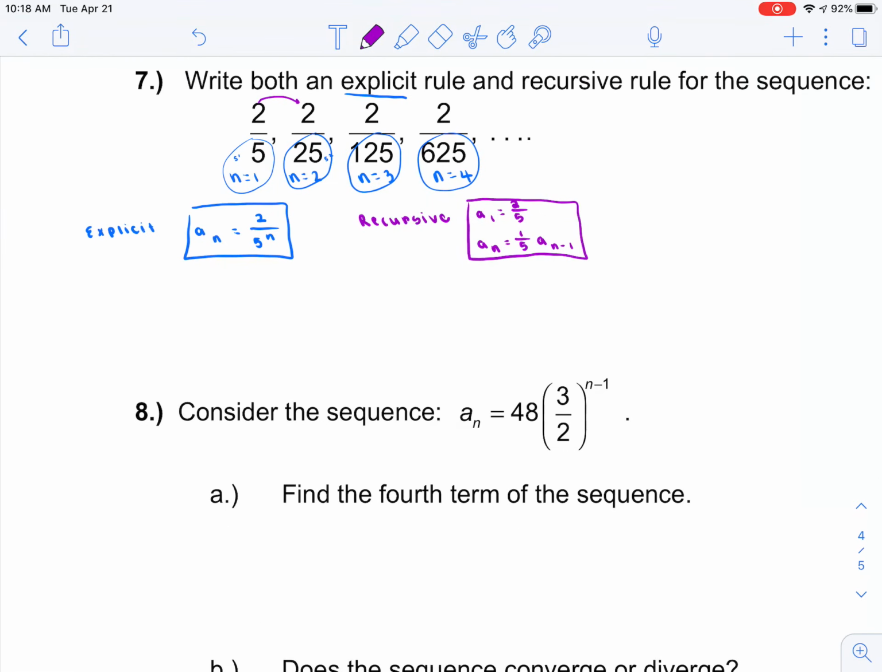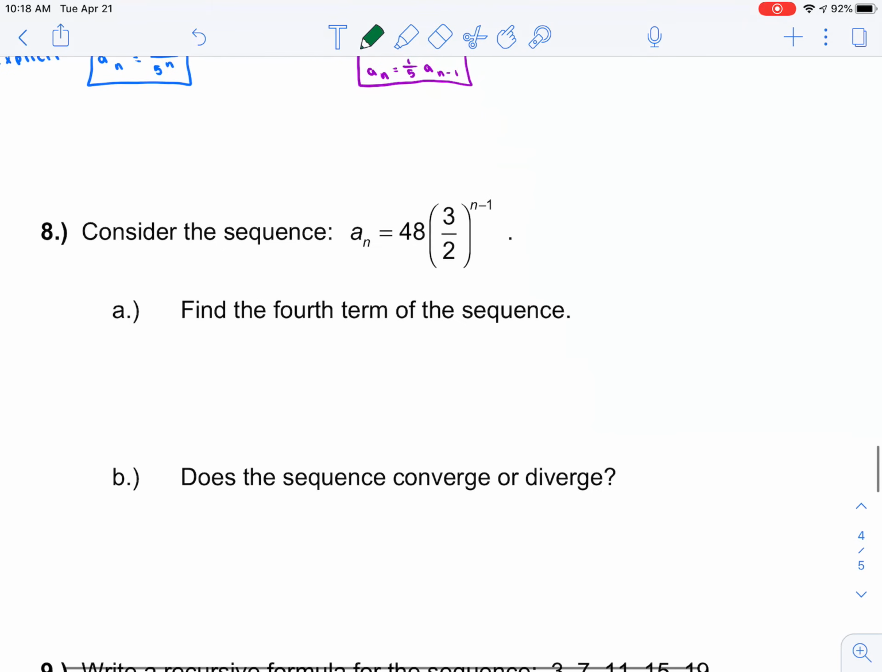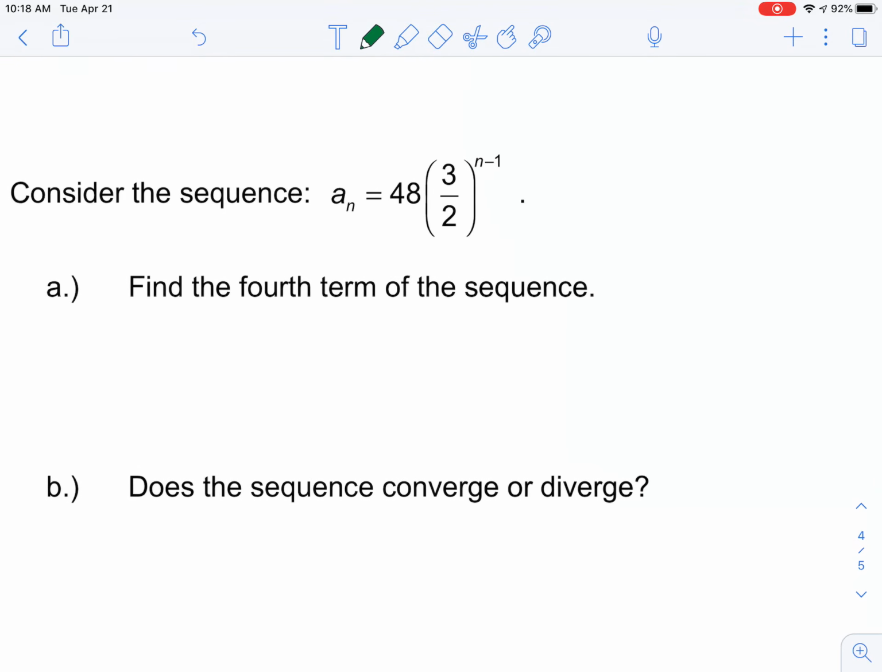You get better with practice. The notation is weird, but when you practice it enough, you'll feel really good with it. Question 8, you are asked to find the fourth term, and it's explicit. So that means all I have to do is sub in a 4 for all of my n's, and I can get that answer directly.